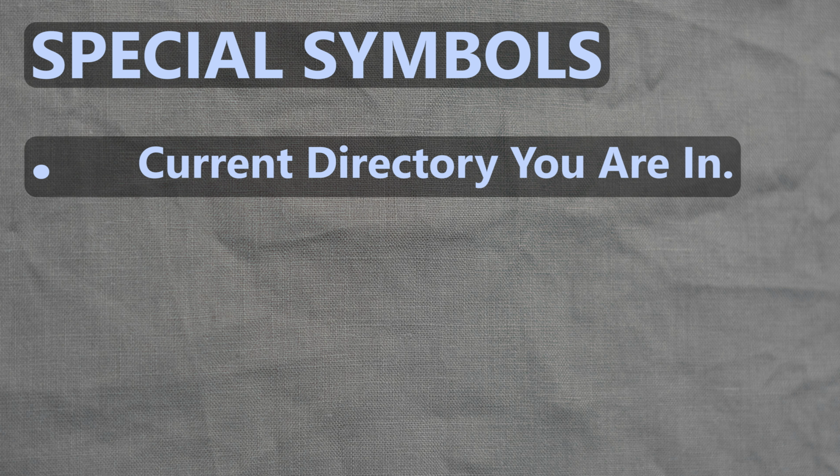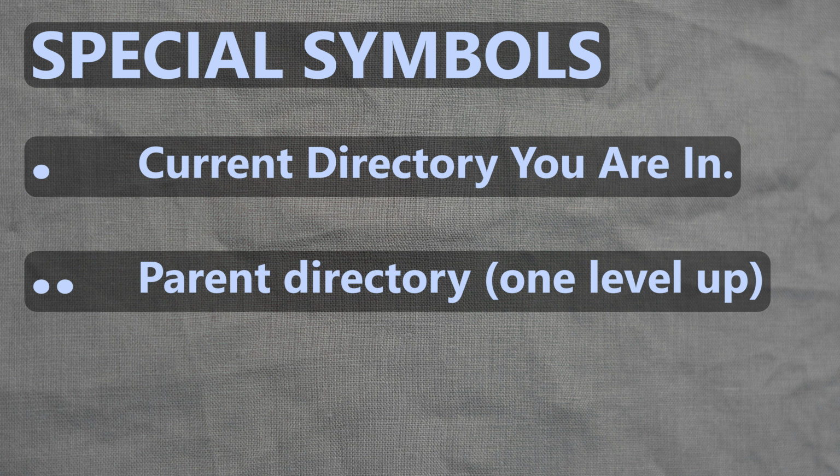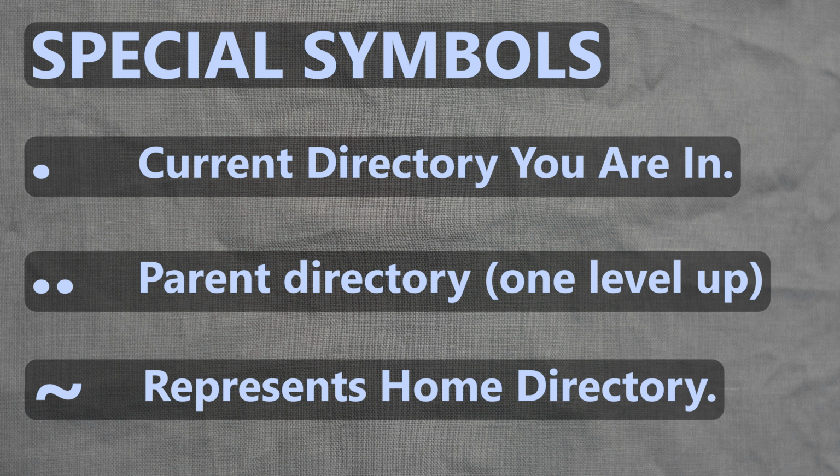In Linux, there are some special symbols with specific meanings. A single dot means the current directory you are in, 2 dots mean the parent directory, which is one level up, and the tilde represents your home directory.